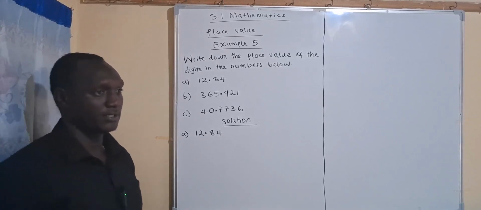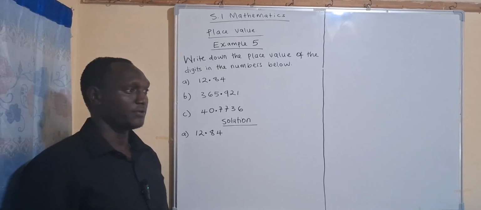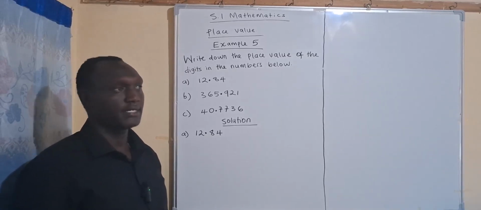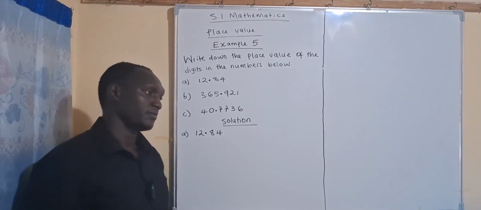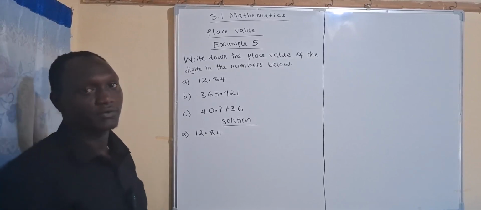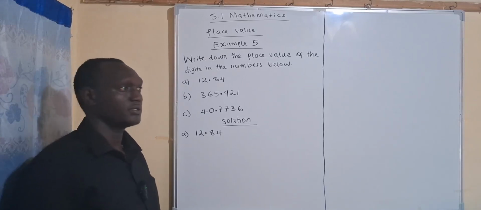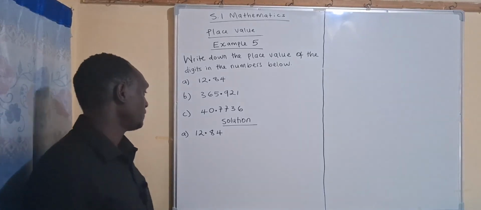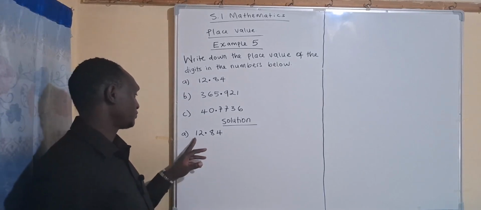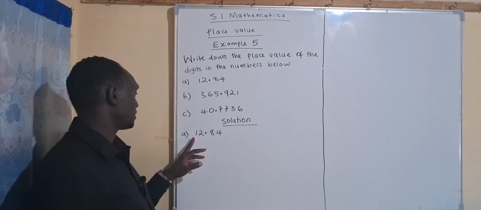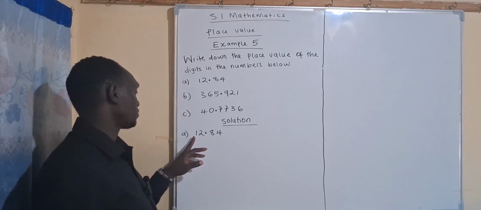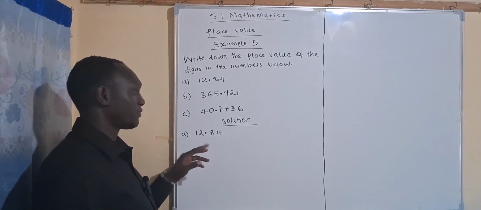There is a decimal point. That should not worry you. Let's see how we can give place values of numbers that actually contain a decimal point. If you are given a number that contains a decimal point, like part A, it is 12.84.